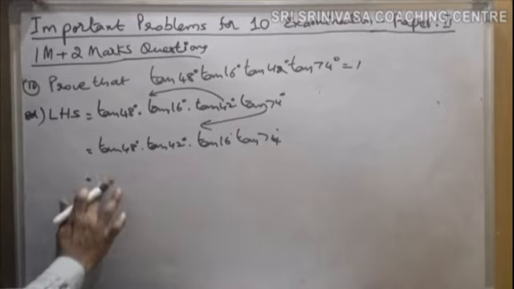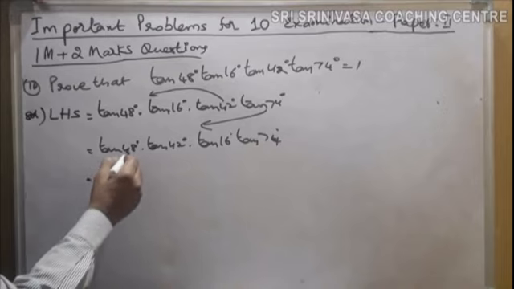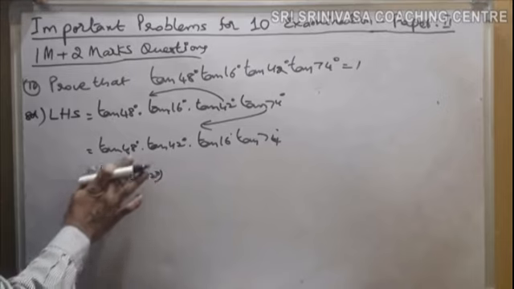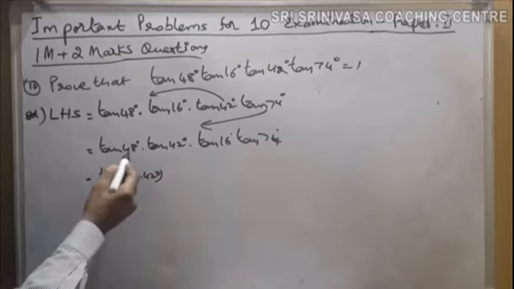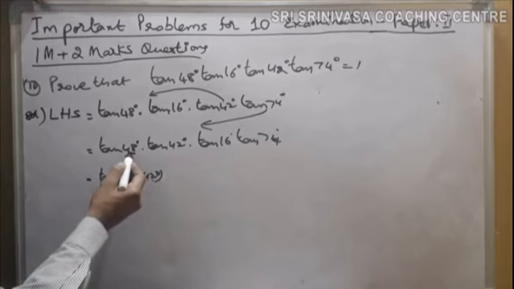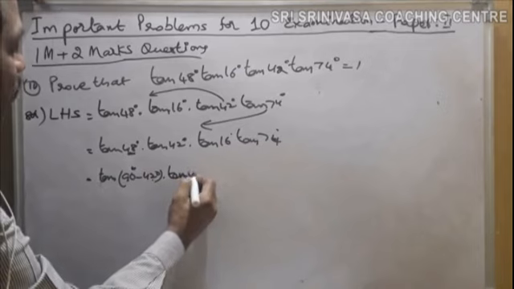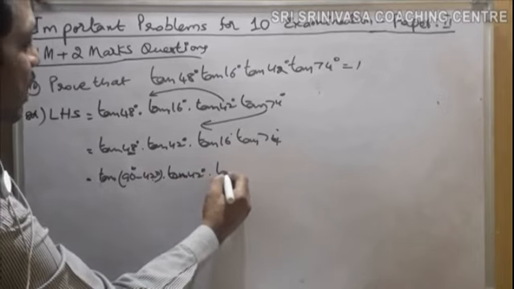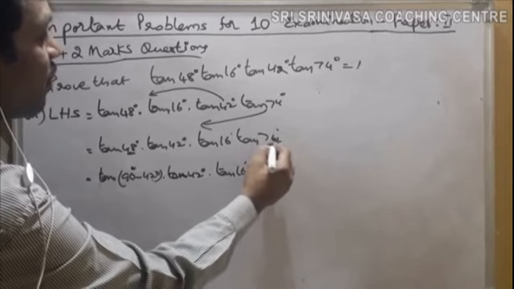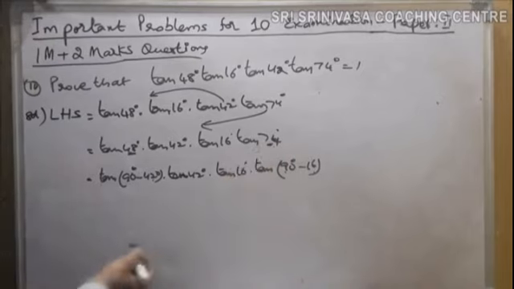Now this can be written with tan 48 as tan of (90 minus 42), since 90 minus 42 gives you 48. Into tan 42 as it is, into tan 16 as it is, into tan 74, where 74 can be written as 90 degrees minus 16. 90 minus 16 is 74.